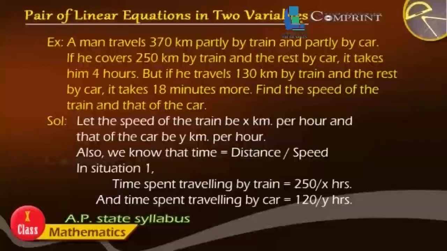Solution: let the speed of the train be x kilometers per hour and that of the car be y kilometers per hour. Also, we know that time is equal to distance by speed. In situation 1, time spent traveling by train is equal to 250 by x hours and time spent traveling by car is equal to 120 by y hours.